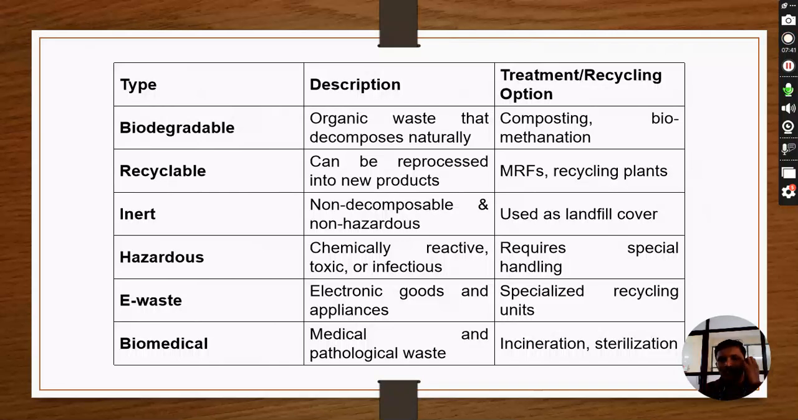So these are the non-hazardous and non-decomposable materials. It means not affecting the environment. Its suitable treatment method is the landfill. Hazardous waste consists of chemical waste, and it consists of toxics, infectors, reactives. It will affect the environment. So here, special handling is required in the treatment process.